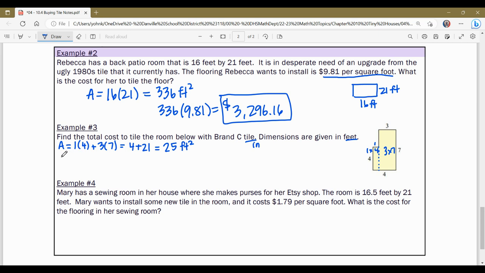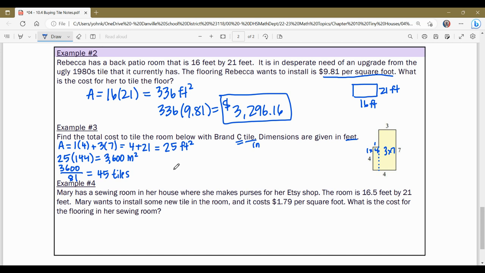I need to change this to square inches. So I'm going to take 25 square feet multiplied by 144, and I'm going to get 3,600 square inches. Now that I have inches, I can find how many tiles I need. So I'm going to take 3,600 and divide by, well, let's see, brand C tile. Brand C tile covers 81 square inches. So I'm going to divide by 81. And if I round, that's going to give me 45 tiles.